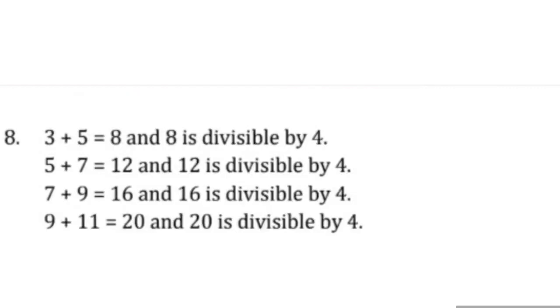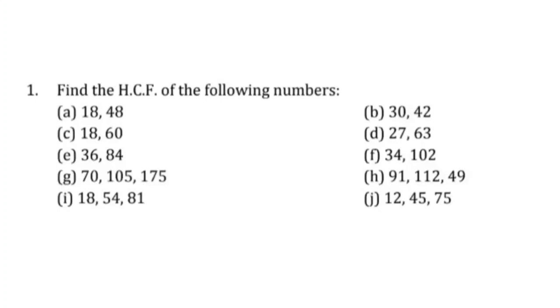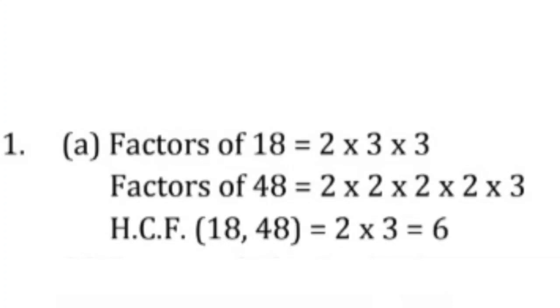Now let's see exercise 3.6. Question number 1 is, find the HCF of the following numbers: 18 and 48. So first we will write the factors of 18 and 48. The factors of 18 are 2 into 3 into 3. And same as we will find the factors of 48. So the factors are 2 into 2 into 2 into 2 into 3.